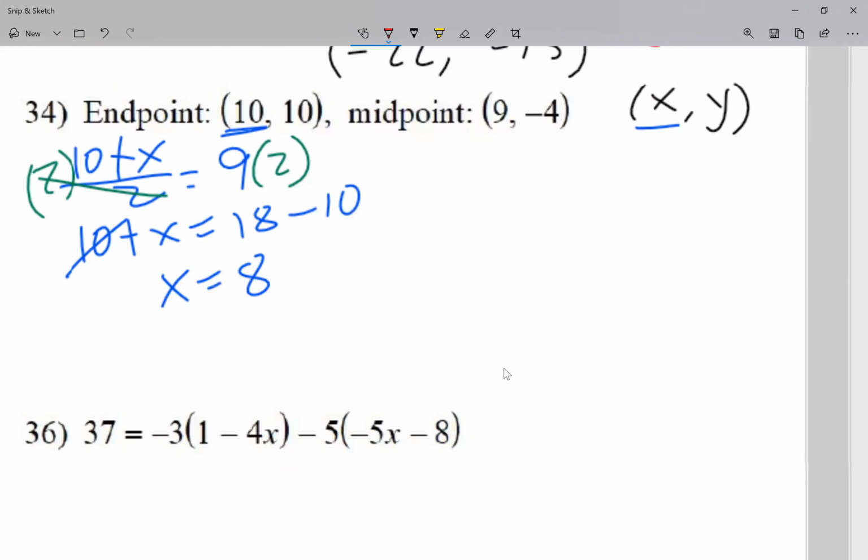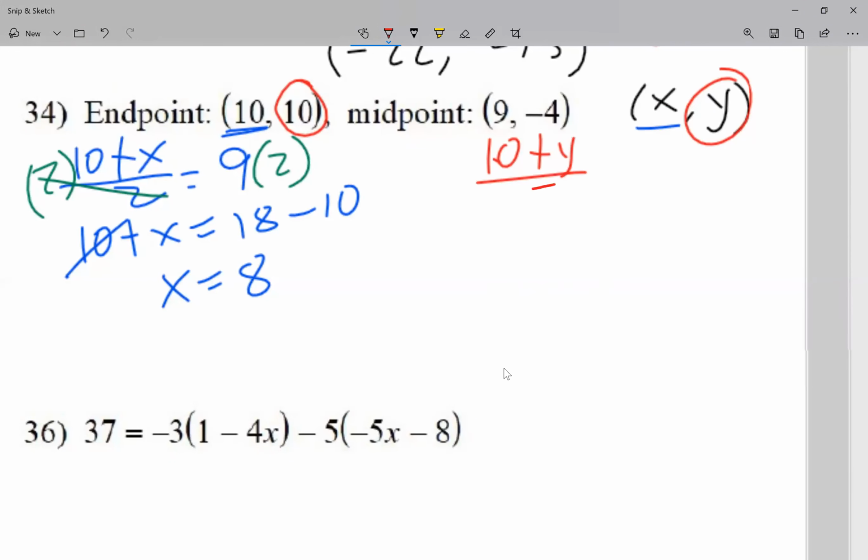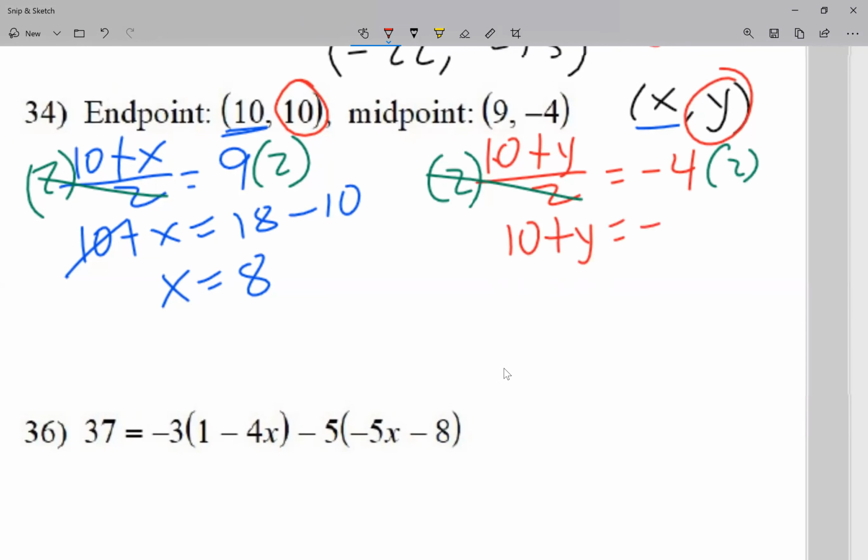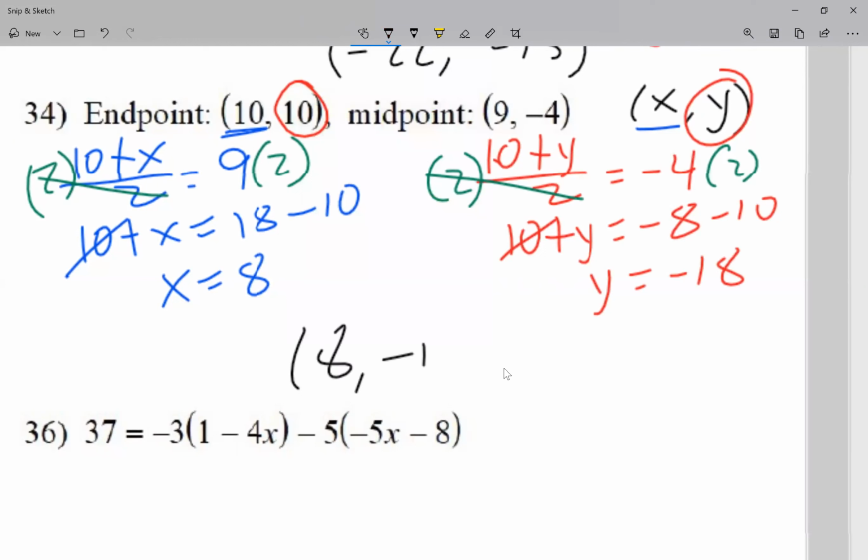Cool, that's not bad. Let's take a look at the y values now. I'm looking at the y values of my endpoints. 10 plus y divided by 2 equals -4. Let me multiply both sides by 2. So I get 10 plus y is equal to -8. The positive 10, let me move it over as a -10. So I get y is equal to -18. My answer in this case is 8, -18. Don't forget the space after the comma.